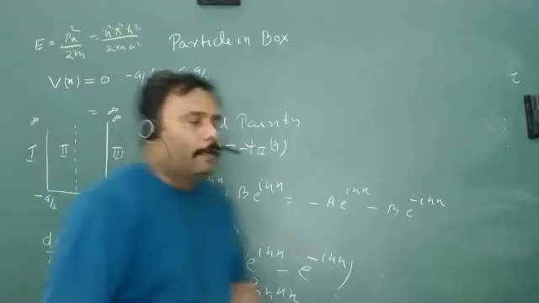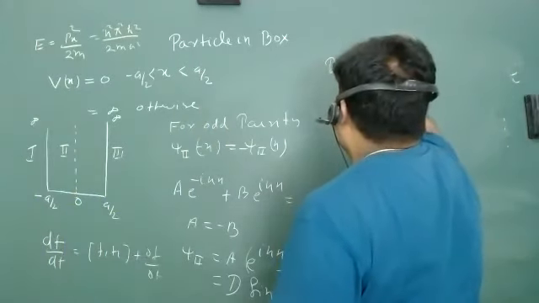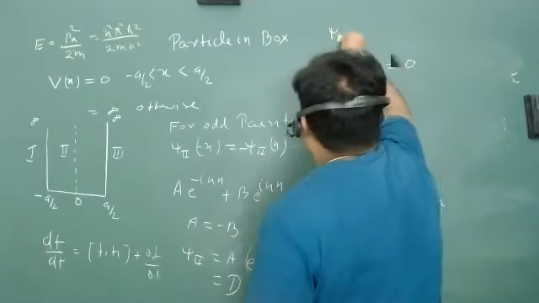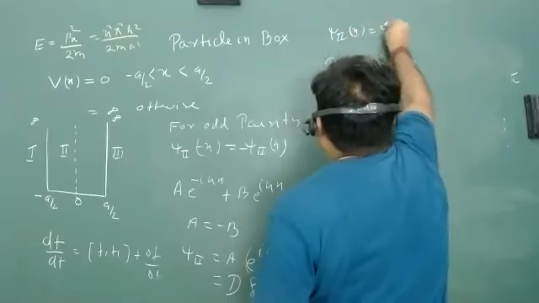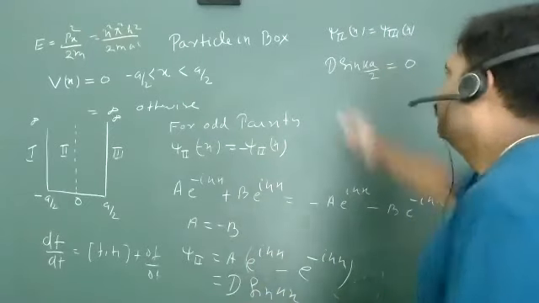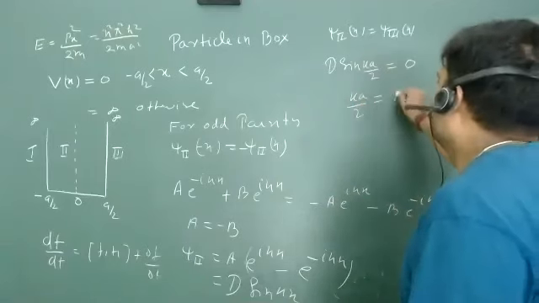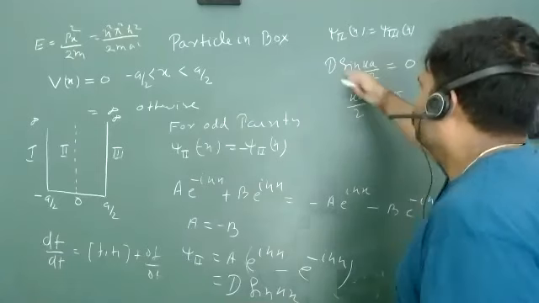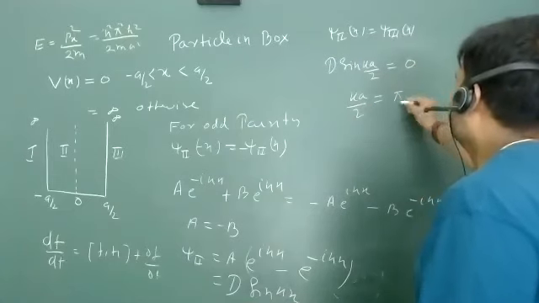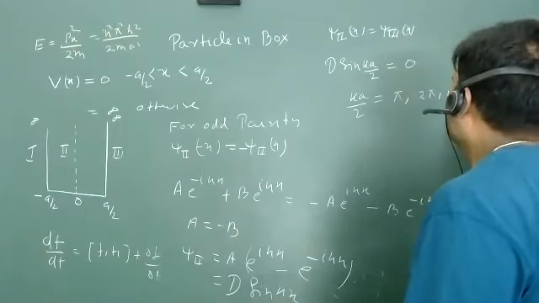And again, we will use the boundary condition. When you use the boundary condition, you will write d sine ka by 2 must be equal to 0. Why? Because the wave function must be continuous. D cannot be 0, so ka by 2 must be equal to pi. We cannot take 0 because then the whole function is 0. So ka by 2 must be pi, 2 pi, and 3 pi and so on.